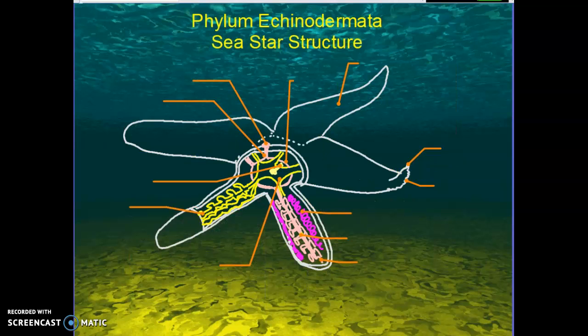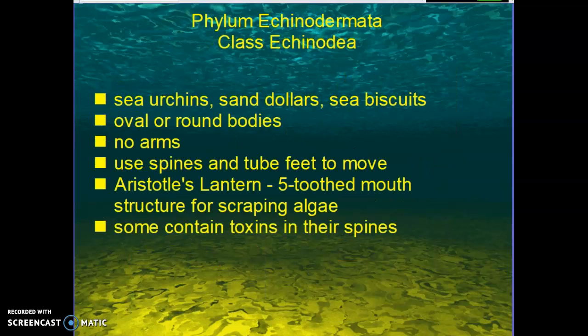Okay, and we're going to go over the structure of these as we do that lab, so I'm going to skip that. Okay, the next group is Echinoidea. These are your sea urchins, sand dollars, and sea biscuits. So they have lost their arms evolutionarily, but they still have spines and tube feet to move around. And their mouth is actually called Aristotle's lantern, because when you can get it out of them, it actually looks like a little lantern. But it has 5 little teeth on it, and they scrape algae, and that's what they eat. And of course, some of these are actually toxic.